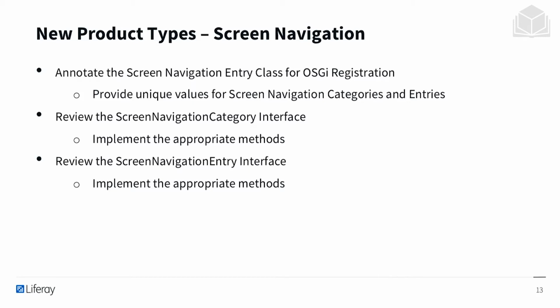Create a new class and you need to annotate it with the screen navigation entry for OSGI registration. So you need to provide a unique value for screen navigation categories and entries. So you need to review the screen navigation category interface and implement the appropriate methods. And then you need to review the screen navigation entry interface and also implement the appropriate methods.